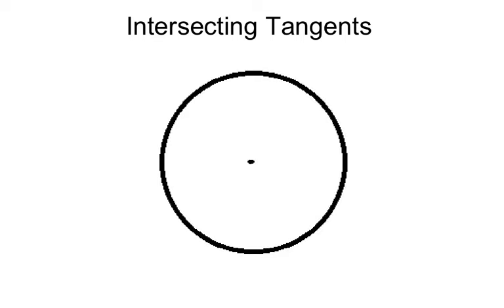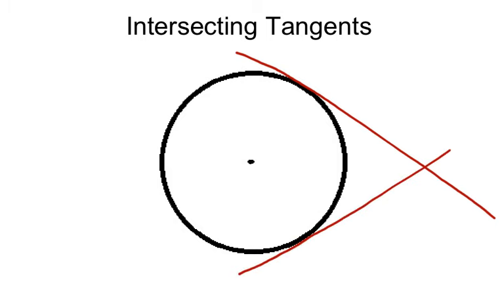In this video, we're going to look at what happens when you have intersecting tangents. Remember, a tangent is any line that just touches the edge of a circle. And we've already seen in a previous video that the angle between a tangent and a radius is 90 degrees. What we're going to look at in this video is what happens if we have two tangents that just touch a circle and they cross.